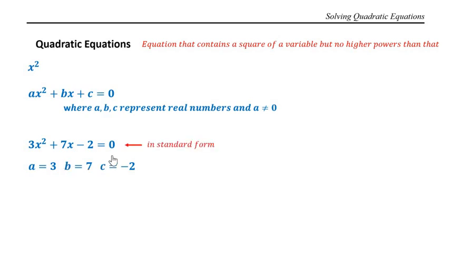Now an example of a non-standard form would be 3x squared is equal to negative 7x plus 2. That is still a quadratic equation, it is just not in this standard form. So let's go ahead and work through some examples.